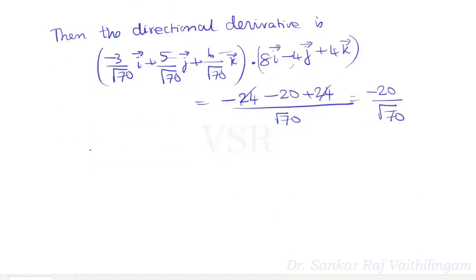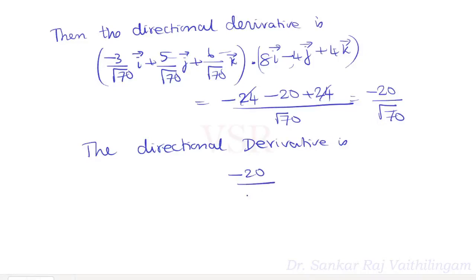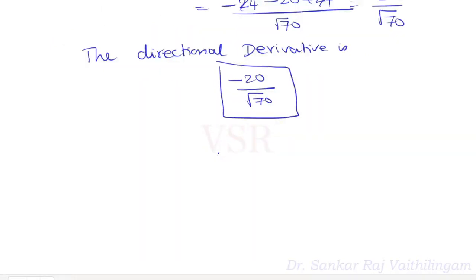The directional derivative is -20 divided by root 70, so this is the answer. Okay, then we shall go to the 13th problem. This is something more interesting.